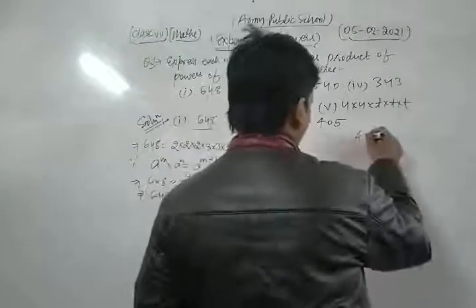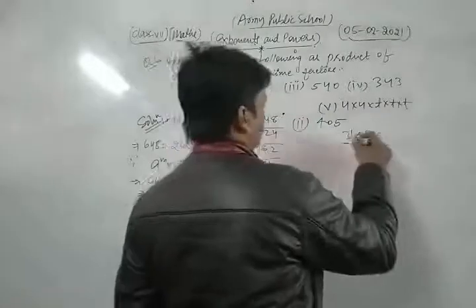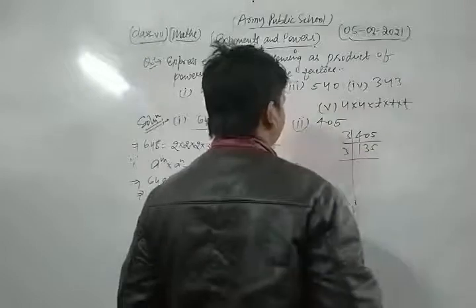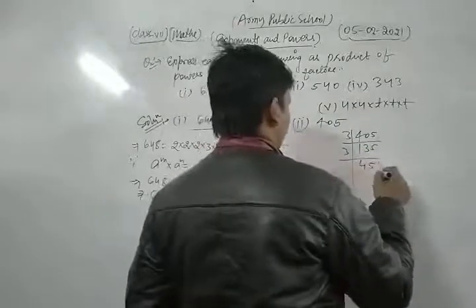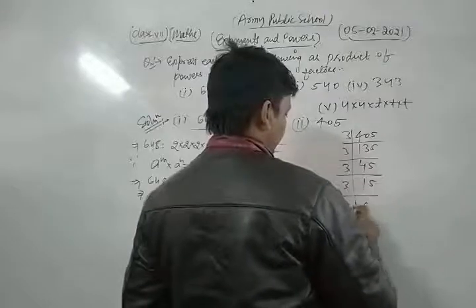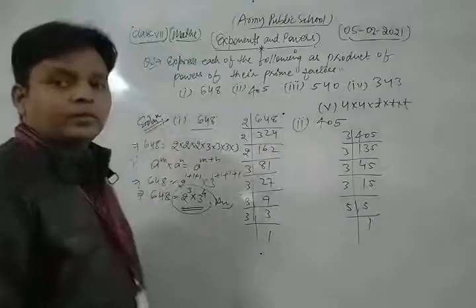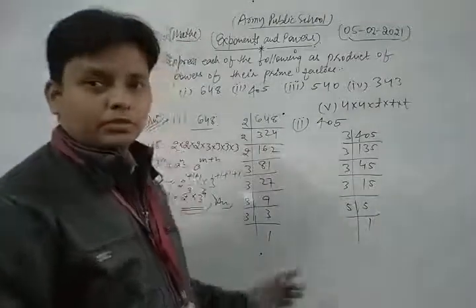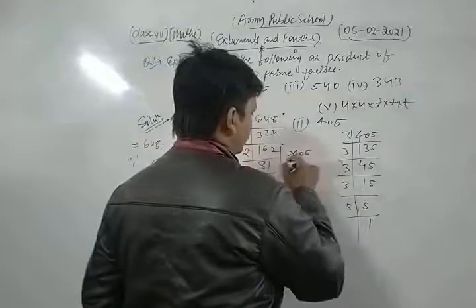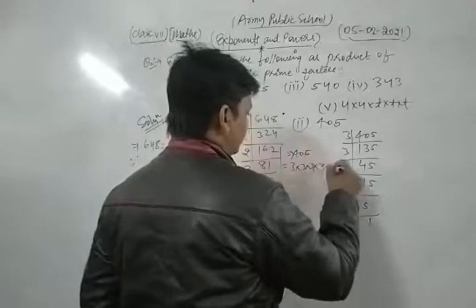So now we do their prime factorization. From 3 1s are 3, again by 3, 3 4s are 12, 3 5s are 15, again by 3, again by 3, now by 5. Okay. So in this way, dear friend, we do their prime factorizations. Now we apply the same process. So we write 405 is equal to 3 into 3 into 3 into 3 into 5.